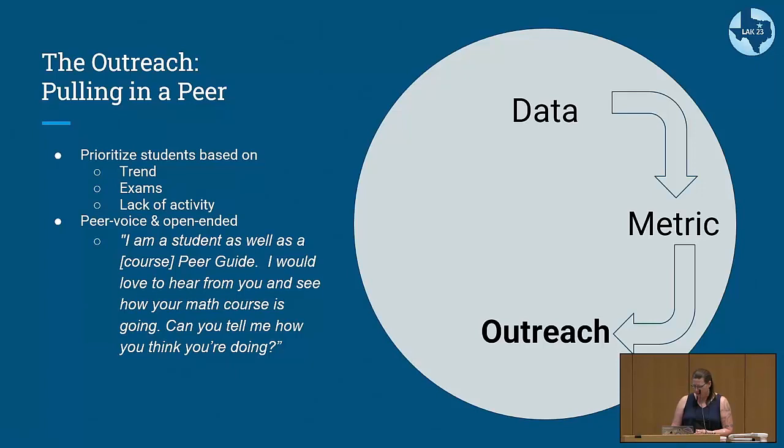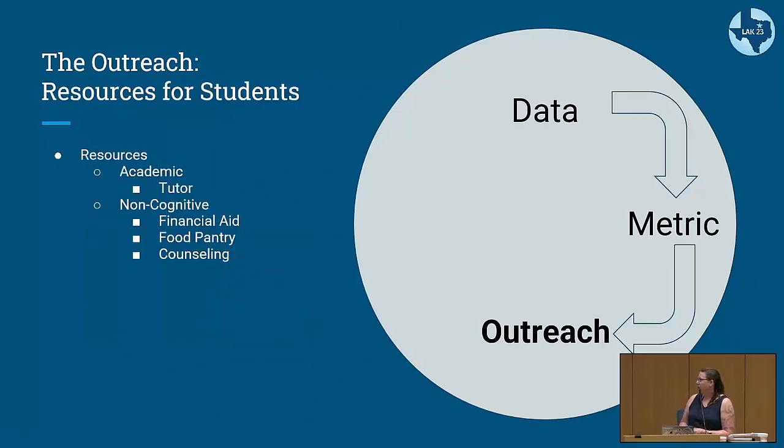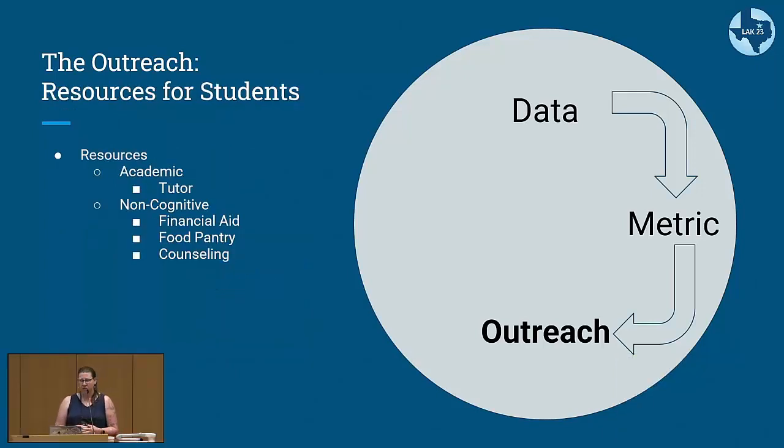And because of that, the peer guide would have a variety of resources that they could provide to the students. Some of them were academic. The peer guide could connect students to a tutor who was focused on the course and familiar with the content. And if the problem that the student is having is a lack of understanding or difficulty, then that would be the path that the peer guide would use.